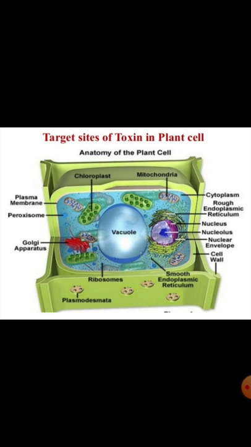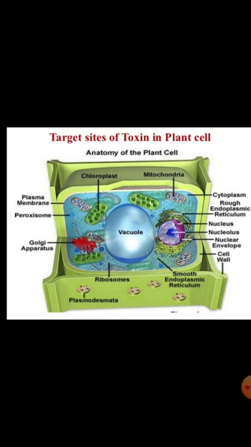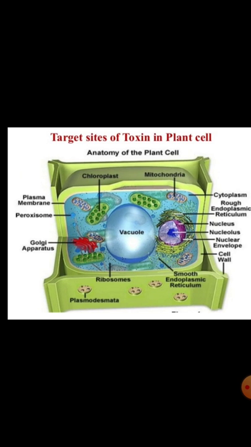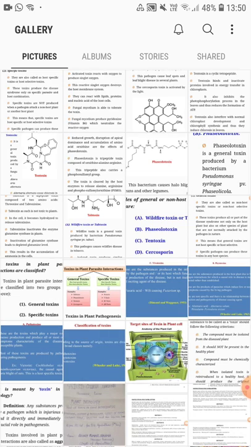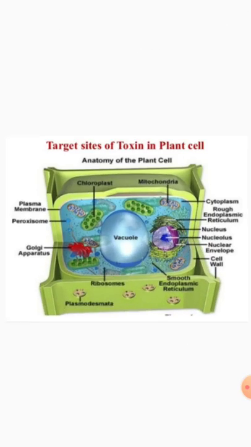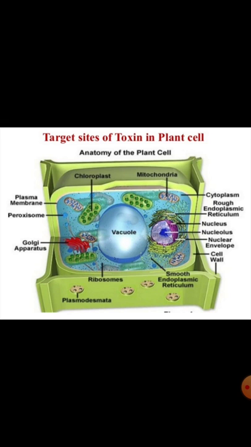So before going further, first of all we will see here a structure of a plant cell. There are different target sites where the pathogens attack or different types of toxins are produced. So let's see, on the outside you are seeing there is a cell wall. As we all know, plant cells contain a cell wall, and inside the cell wall there is a cell membrane, and in the center there is a large vacuole that is responsible for the regulation of the cell. Inside there is a nucleus, and outside the nucleus there is a nuclear membrane.